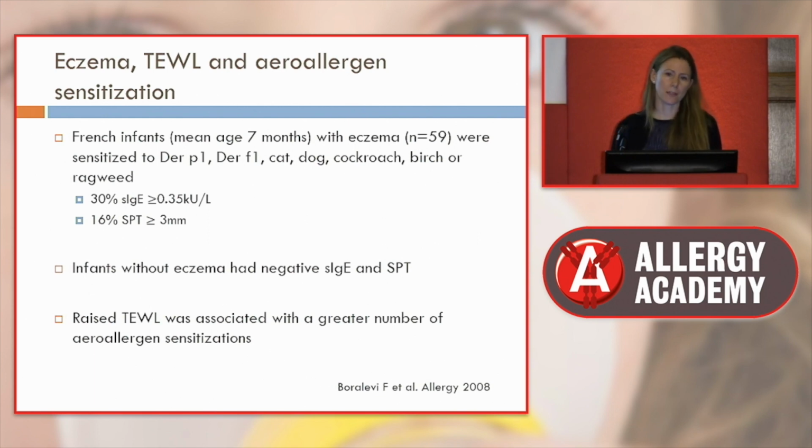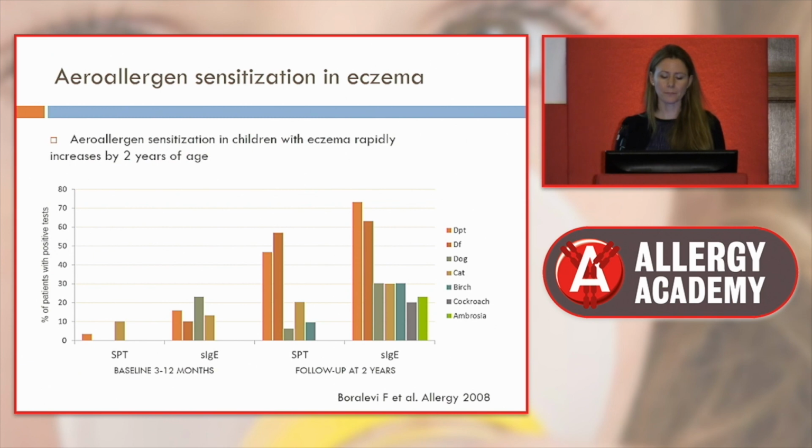They also looked at transepidermal water loss, which is a way to measure a disrupted skin barrier. It basically shows that you're losing a lot of water through your skin, and your skin is generally very dry. It is known that a raised TEWL increases your risk of eczema. So raised TEWL often happens before you develop eczema and is one of the risk factors for this. Even in this group, when they looked at raised TEWL, they found that it was associated with a greater number of aeroallergen sensitizations. So a disrupted skin barrier was related to an increased number of aeroallergen sensitizations, and we know that that increases your risk of asthma.